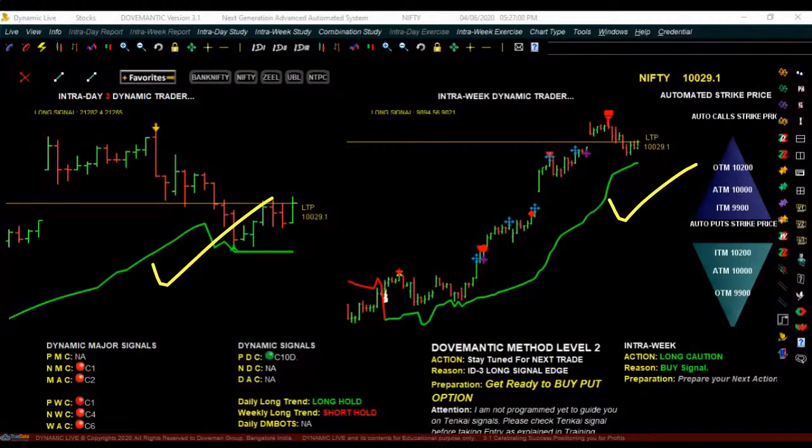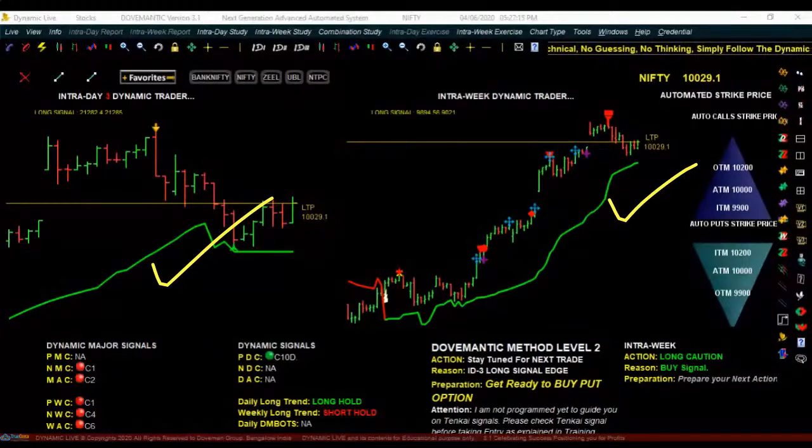Now, what is that? One, is there any zigzag? Or two, is there any long signal edge point? If any one of these two is there, then don't do the trade. Avoid the trade. If none of these two is there, then go ahead and do the trade. Got it? So this is how you can proceed. This is what we do in the second step.